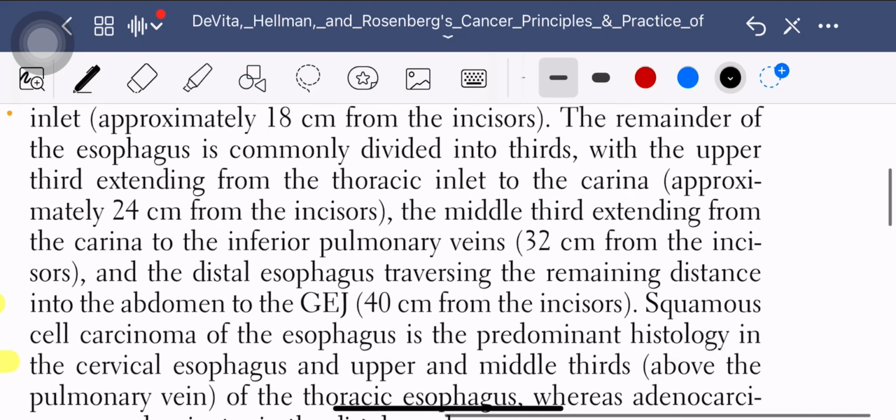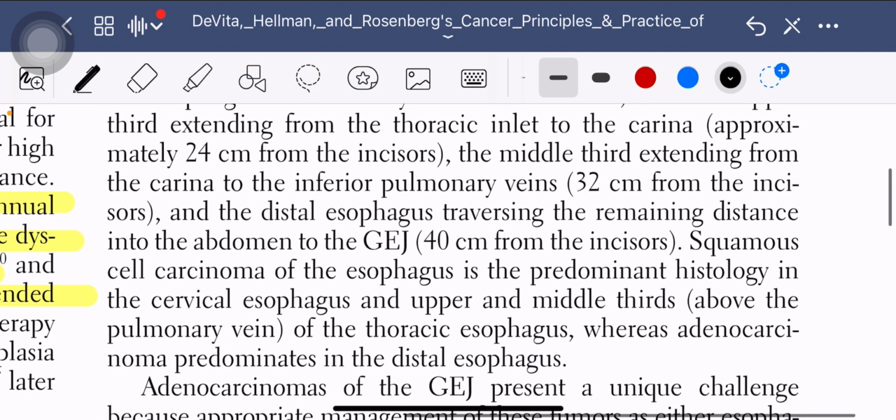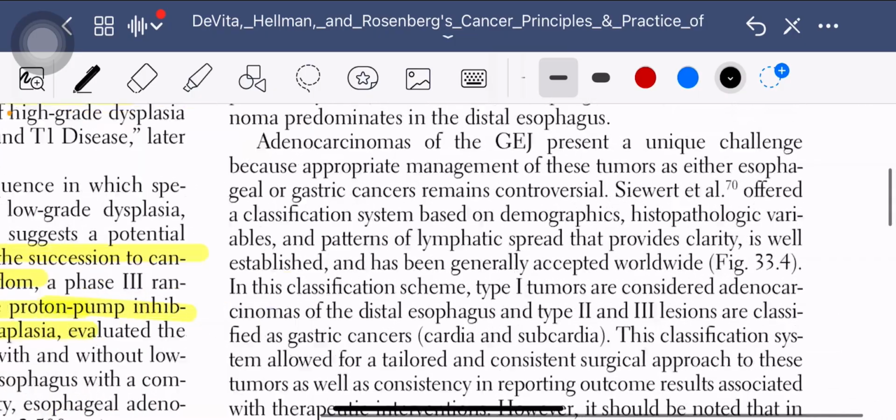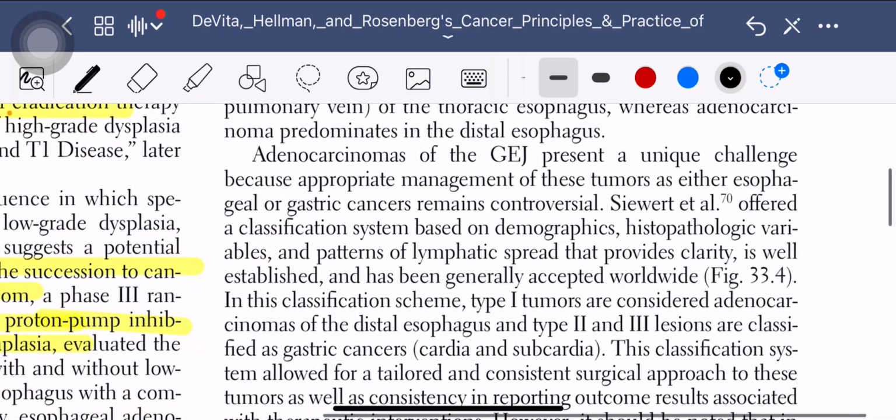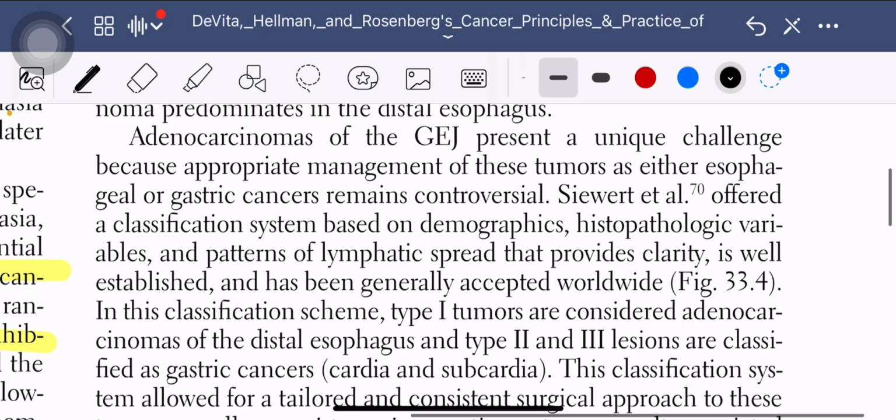Squamous cell carcinoma of the esophagus is the predominant histology in the cervical esophagus and the upper and middle thirds above the inferior pulmonary vein of the thoracic esophagus, whereas adenocarcinoma predominates in the distal esophagus. Adenocarcinoma of the GE junction presents a unique challenge because appropriate management of these tumors, either esophageal or gastric, remains controversial.